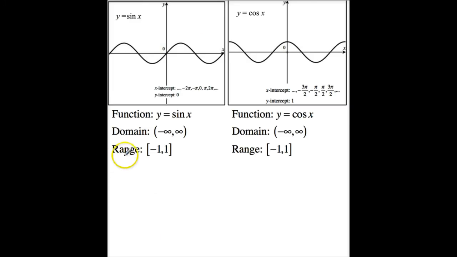The last thing you need to know is the sine and cosine, your trig functions. Both of these have domains from negative infinity to positive infinity, and the range from negative 1 to positive 1. The thing that really changes here are the x-intercepts and the y-intercepts. So make sure you can mostly remember your trig functions.